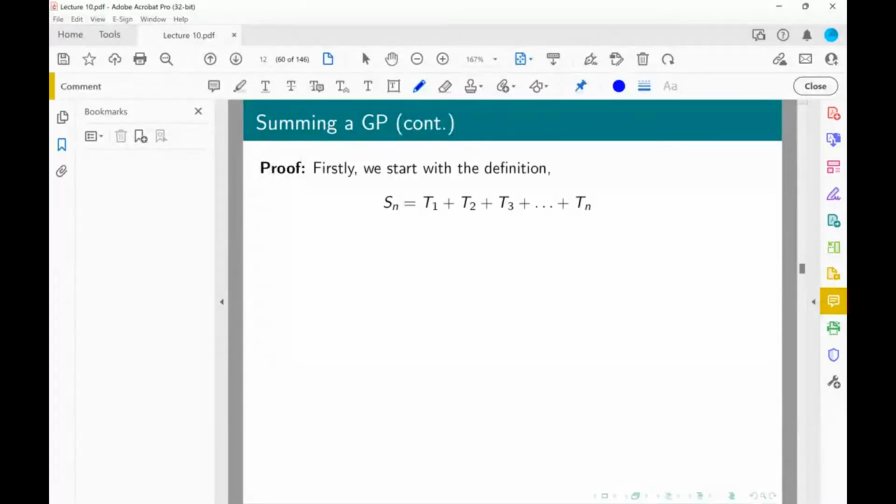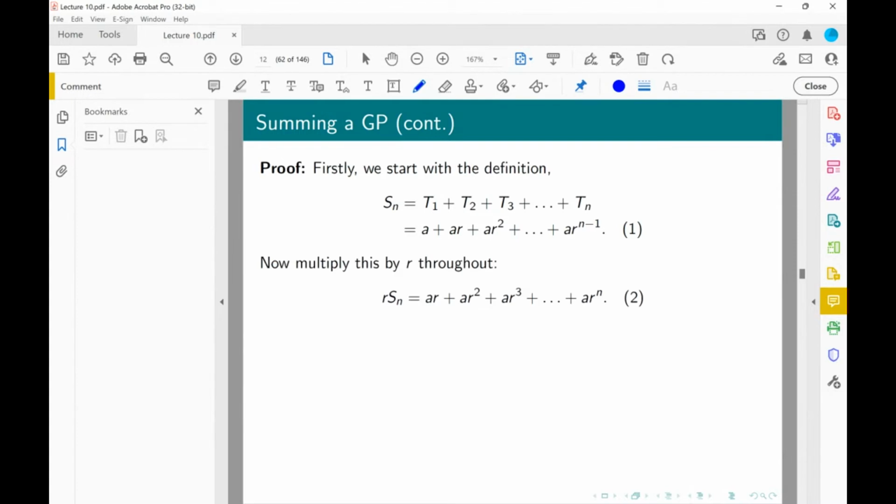So as a proof, what are we going to do? Well, let's note what Sn is. It's simply T1 plus T2 up to Tn. We aim for an equivalent closed formula. We can use the fact that the terms of a GP have this form: T1 is A, T2 is A times R, T3 is A times R squared, etc., up until Tn, which is A times R to the n minus 1.